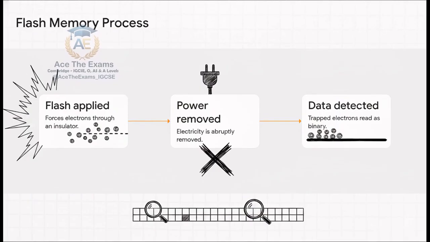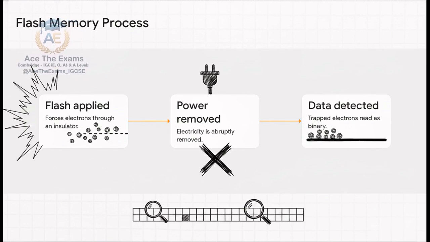Step 1. A massive flash of electricity is applied. It's so strong it forces those electrons straight through that insulator barrier. Step 2. The electricity is abruptly removed. Step 3. Because that insulator barrier is right back in place, those electrons are now totally trapped on the other side. They are physically stuck.